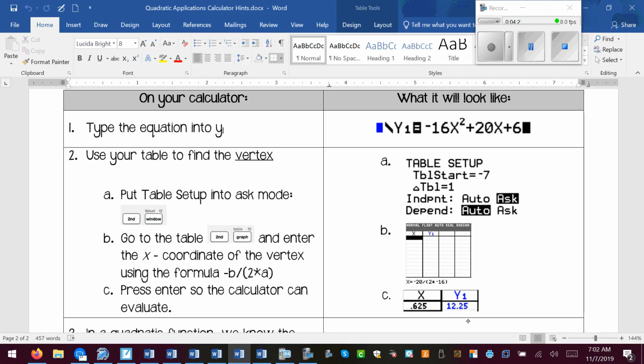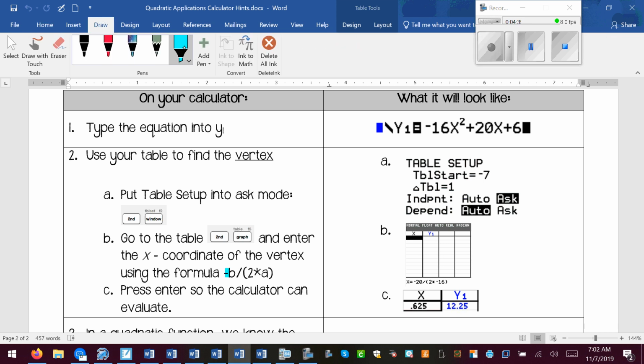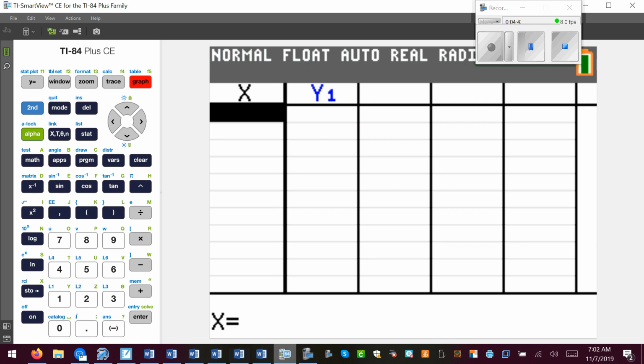Step 2 says to go to part B, go to the table. So second graph, we did that, it's empty, and enter the x coordinate of the vertex. And by now you should know the formula negative b over 2a. So if I apply my equation and the a, b, and c values that show up there to negative b over 2a, I have negative 50 divided by, you'll need to put parentheses, 2 times a, which is negative 16. And those all came from the equation that's in problem number 1.